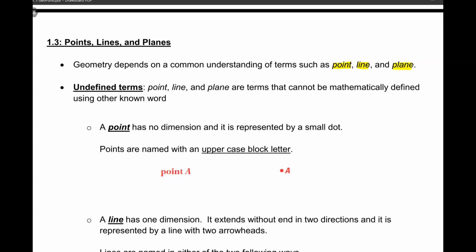So these are all terms that cannot be mathematically defined using any other known word. This is the only word that means this. There's no synonyms. So a point has no dimension. It's literally just a small dot.